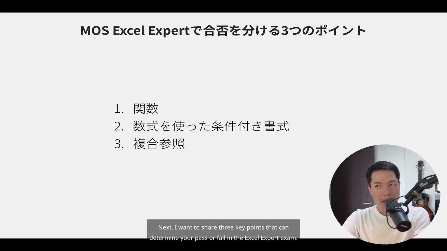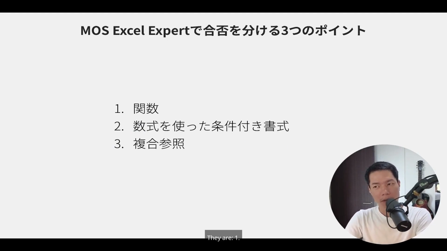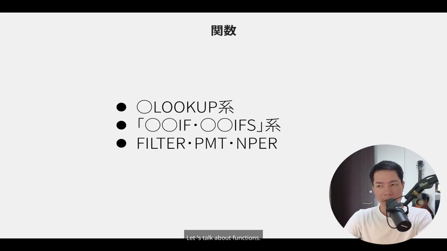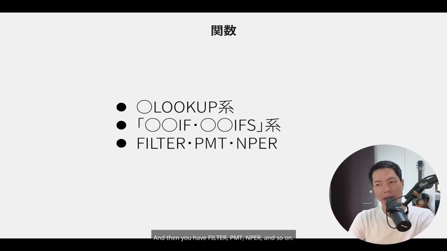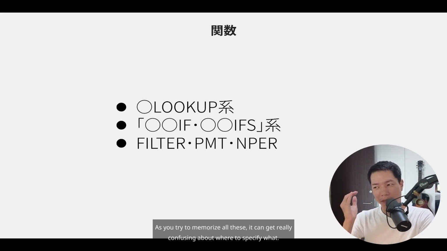Next, I want to share 3 key points that can determine your pass or fail in the Excel Expert exam. They are 1. Functions, 2. Conditional formatting using formulas, and 3. Complex formulas. You need to master these 3 to pass. Let's talk about functions. There are so many types. There are tons of variations like AVERAGEIF and AVERAGEIFS, and then you have FILTER, PMT, NPER, and so on. As you try to memorize all these, it can get really confusing about where to specify what.